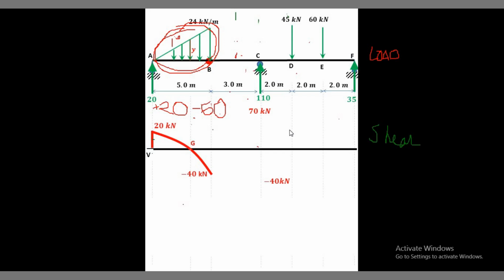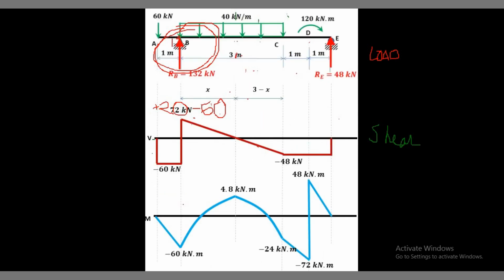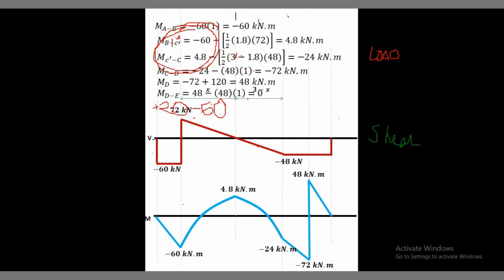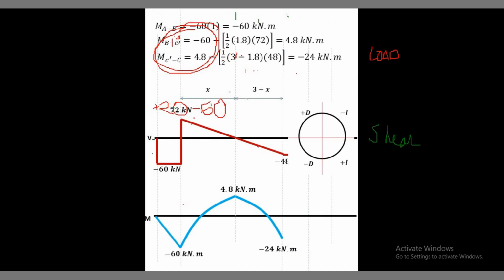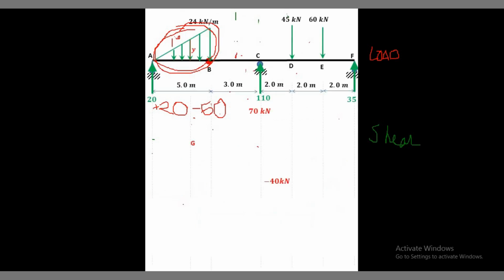Kasi di ba doon sa may diagram, let me go back doon sa may... Positive D and negative I. Negative D and positive I. So, I'm going to use itong diagram na to para malaman ko kung paano yung aking curve. Downwards ba or upwards. So, I ended here.